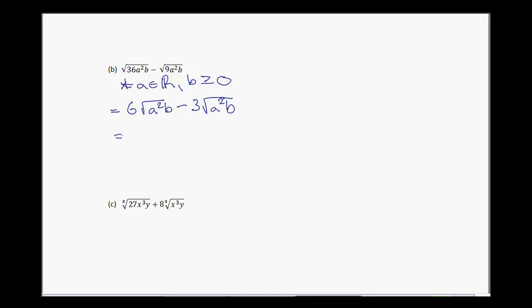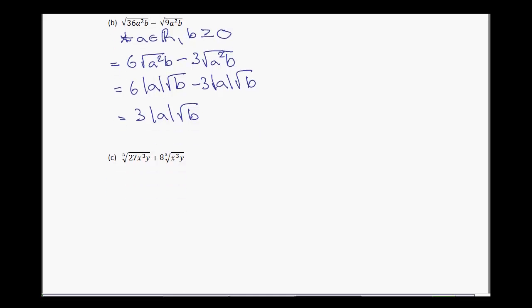However, we can simplify even more here because root a squared can be simplified to absolute value of a, leaving root b. So minus 3, absolute value of a, root b. And now we have similar indexes and radicands. We can collect like terms, leaving our final answer as 3, absolute value a, root b. A being all real numbers and b having to be greater than or equal to 0.